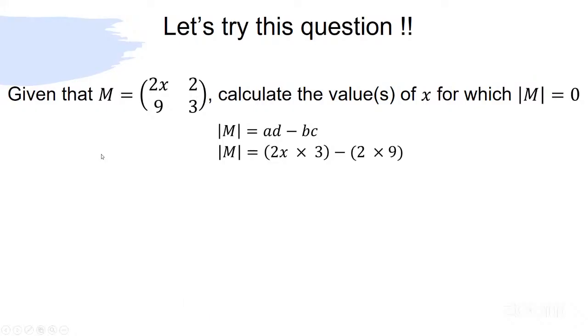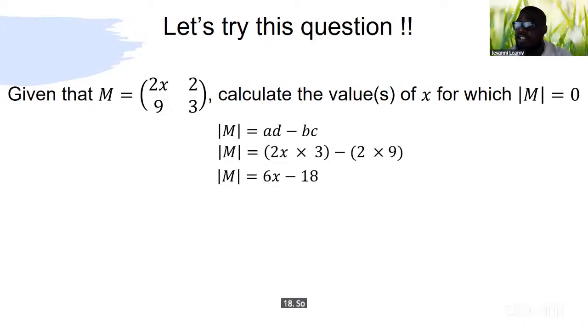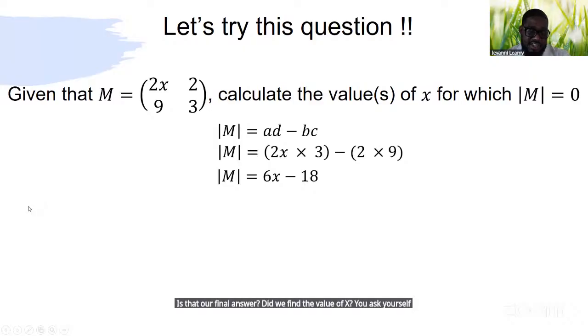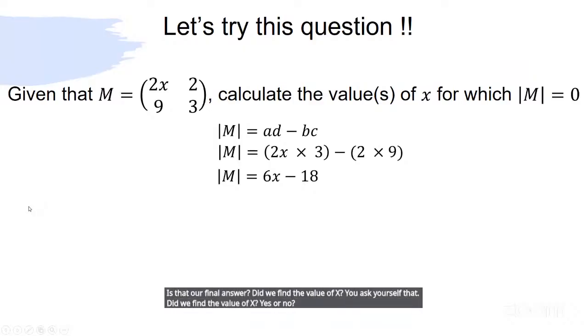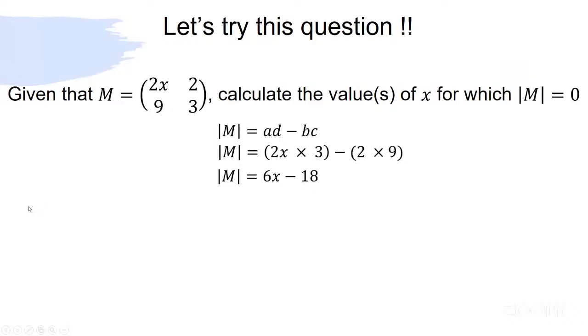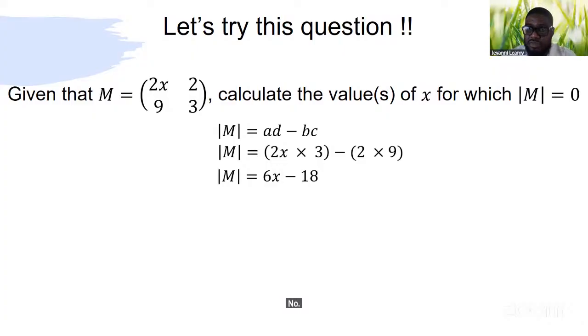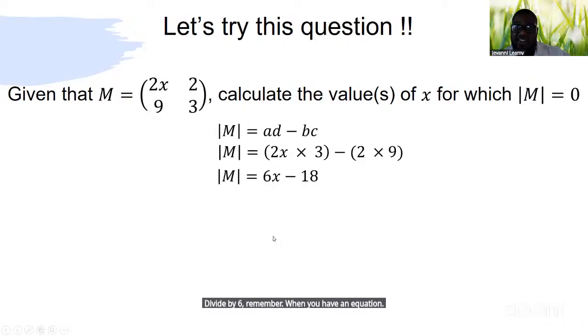So we have 6x minus 18. Do we stop right there? Is that our final answer? Did we find the value of x? You ask yourself that. Did we find the value of x? Yes or no? No. So what should we do next? Divide by 6 on both sides. Divide by 6. Remember, when you have an equation, once it's linear, you should have only one unknown.